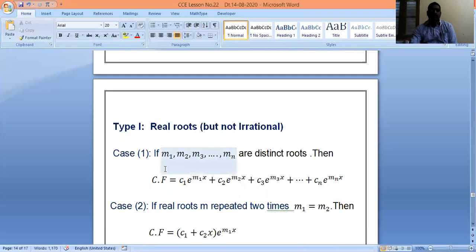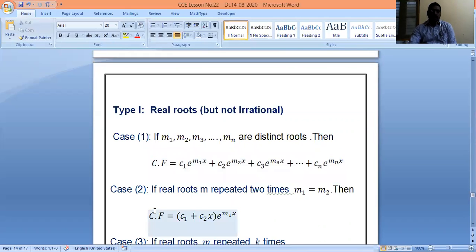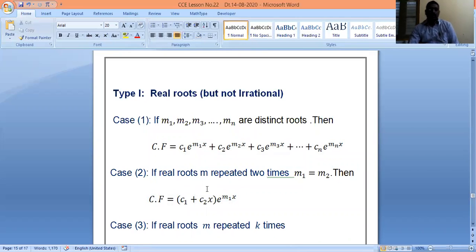Case 1, if m1, m2, m3, and so on, up to mn are distinct roots, then CF is C1 into e^(m1 x) plus C2 into e^(m2 x) plus C3 into e^(m3 x), and so on, up to Cn into e^(mn x). Case 2, if real roots m are repeated two times, that is m1 is equal to m2, then CF is equal to (C1 plus C2 x) into e^(m1 x).